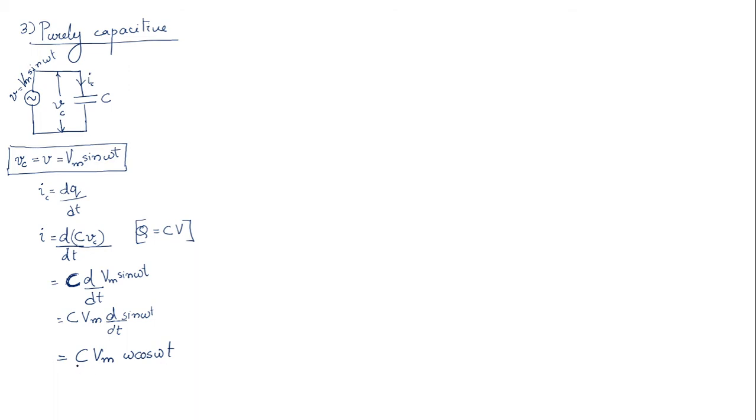Now here you can see C, Vm and omega. These three terms are constant and I am going to represent them as another constant, that is Im. So our equation for current becomes i = Im cos omega t.